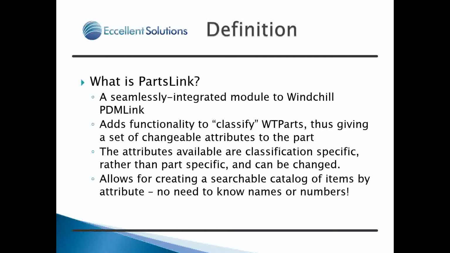WT parts within a particular type, you can have different attribute types, like a color or a material, or as you'll see in my demonstration, for component types, you could have different attributes that apply to bolts than it would for nuts, for example. What's nice is that the attributes are specific to the classification of the object rather than the part. So you can very easily change which attributes remain available depending on that part's classification itself. What happens with this is, as you build the parts with classifications, you create a searchable catalog of items by attribute, and it becomes a much easier way to search for it rather than needing to know any sort of names or numbers with a smart or semi-smart numbering system.